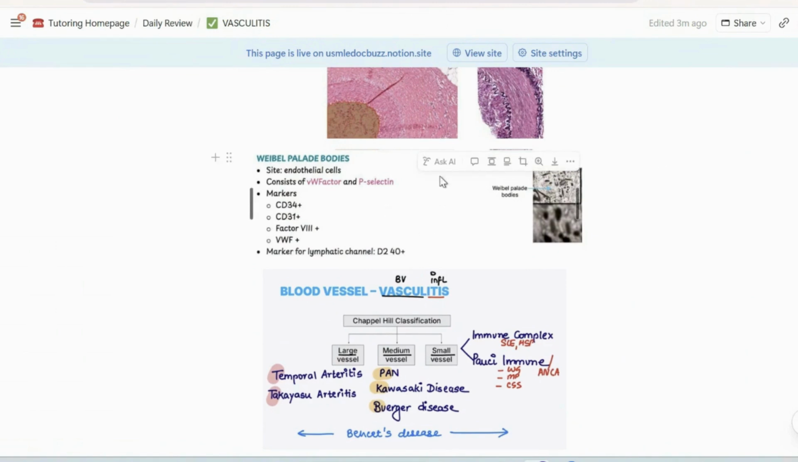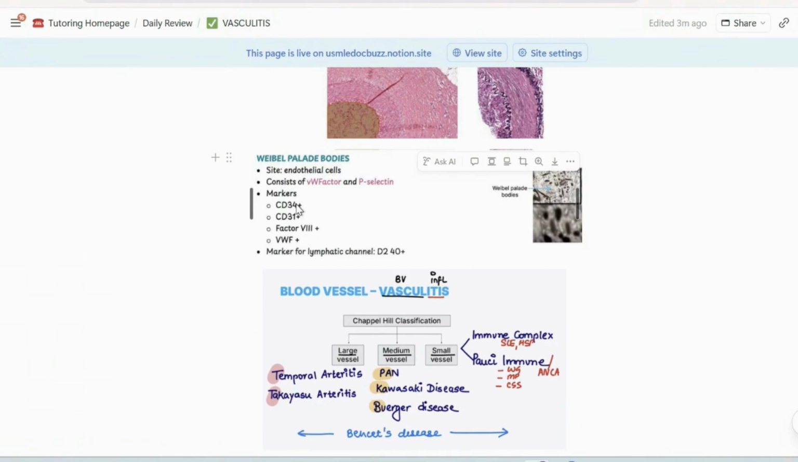Now, within the endothelial cells, right? Within the endothelium, you have something called Weibel-Palade bodies, right? Now, you will see these being mentioned and asked in terms of clotting because they consist of von Willebrand factor; when it comes to chemotaxis, P-selectins. A couple of markers that you will see when it comes to endothelial cells and Weibel-Palade bodies are CD34 and CD31, right?